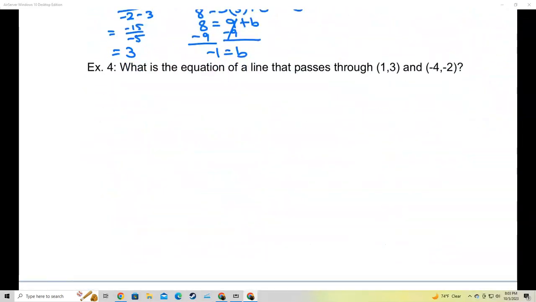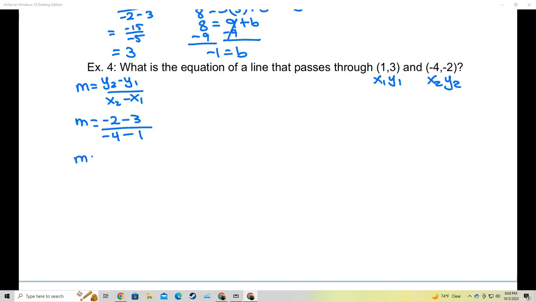Hey, we're down to the last one. We're going to do exactly what we did before. I have 2 points. That means this is my x1, y1, x2, y2. I am going to use those numbers to find my slope first. So I'm going to get m equals y2 minus y1 over x2 minus x1. m equals, my y2 is negative 2 minus my y1, 3, over x2 is negative 4 minus x1 is 1.